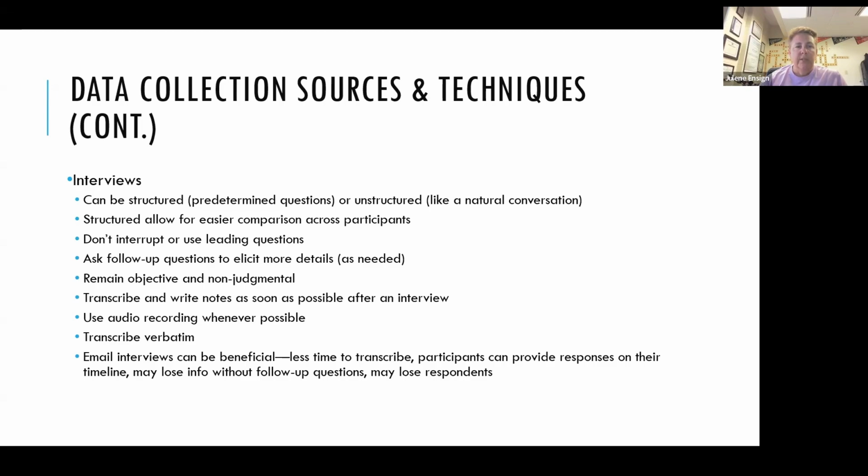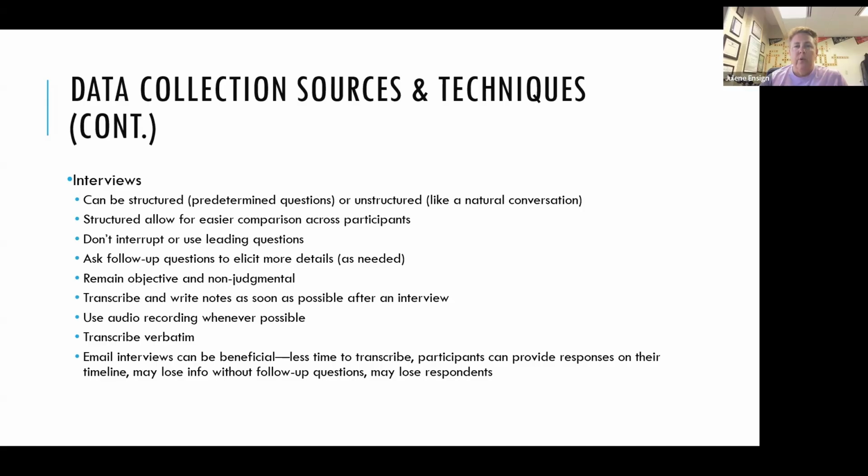Remaining objective and non-judgmental, writing those notes and doing the transcriptions as soon as possible afterwards. I try to use audio recordings because it's just easier to do the transcription from there. And then the transcripts are verbatim, so the amount of ums and uhs also get into the record.